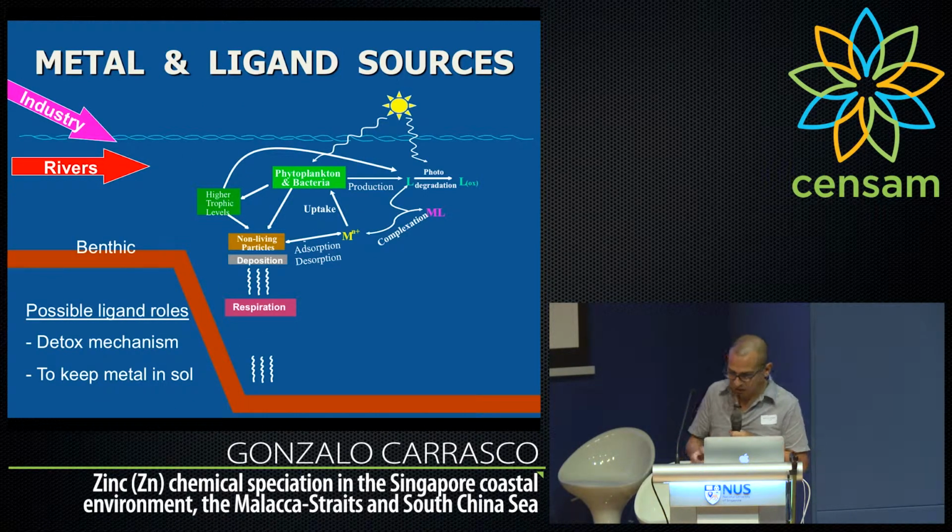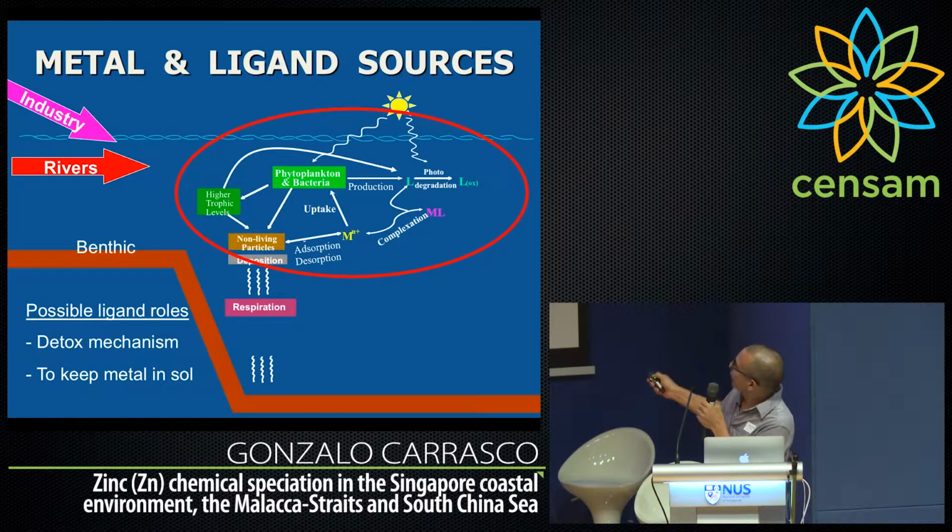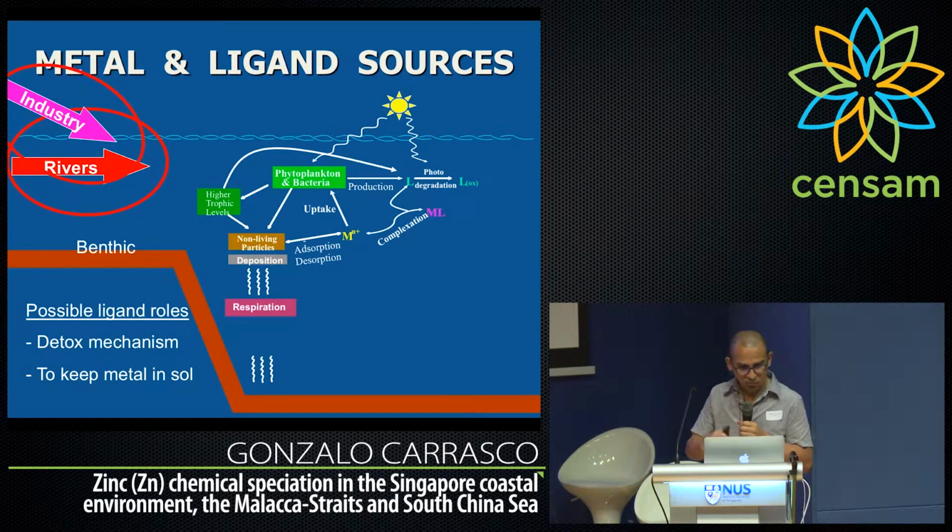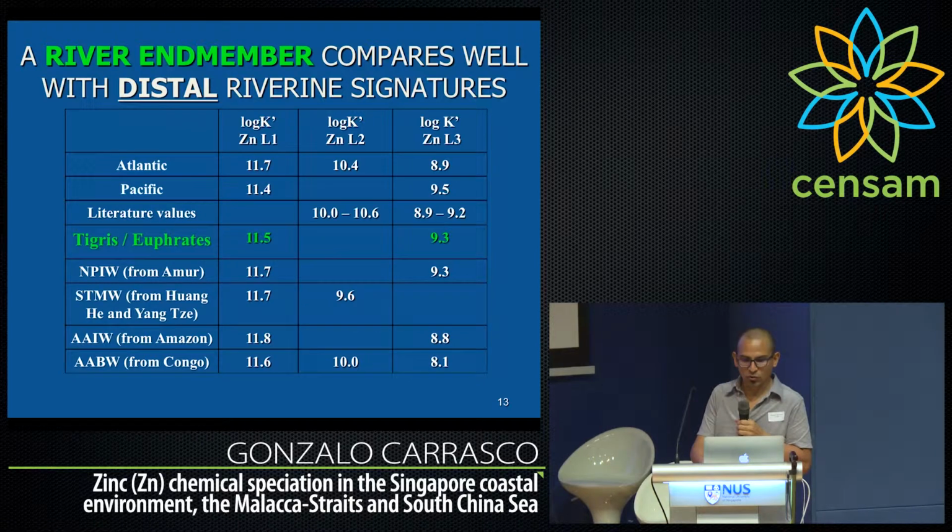So we've been studying this under the common assumption, the paradigm, of these ligands being produced in surface waters and the vacuum, in the open ocean. And my stay here in Singapore was basically to try to prove that was not the right assumption, that we should actually take a look at not only industrial sources of metals, but riverine matter as being important sources of humics.